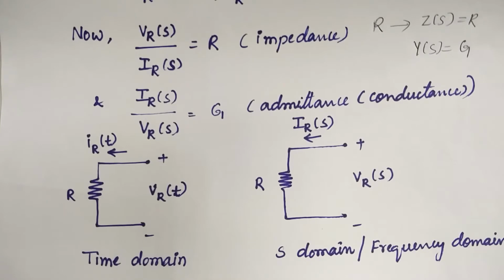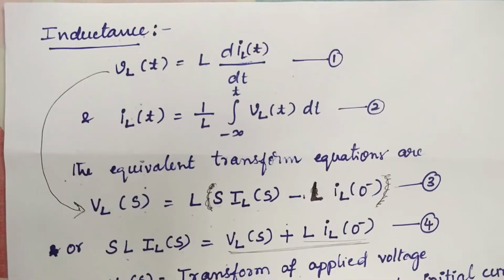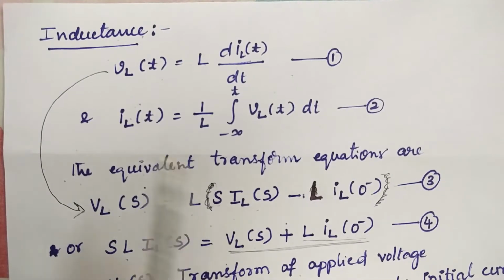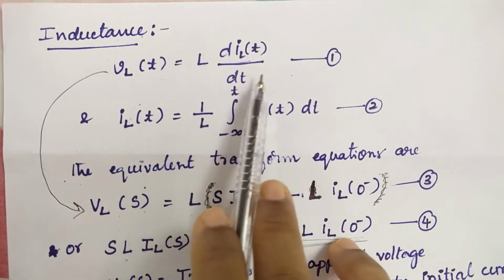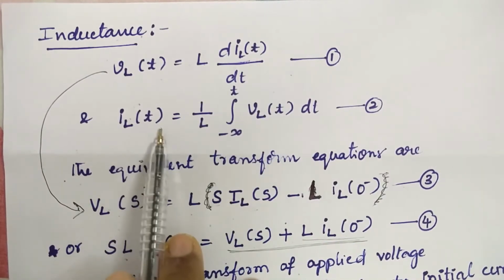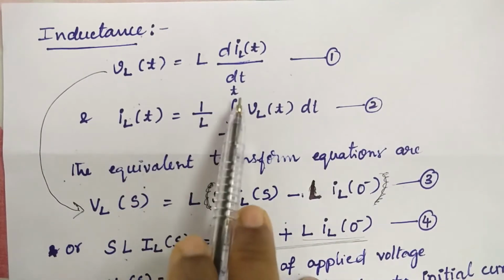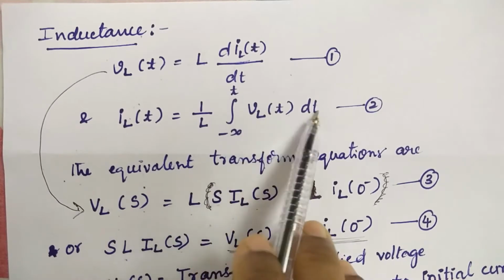Now the next element is inductance. What is the property of an inductor? An inductor does not allow sudden changes in current. Let us see the inductance case. The voltage and current relationship for an inductor is VL of t equals L into d IL of t by dt. From this equation we can also write the current equation, that is 1 by L integral from minus infinity to t of VL of t dt.